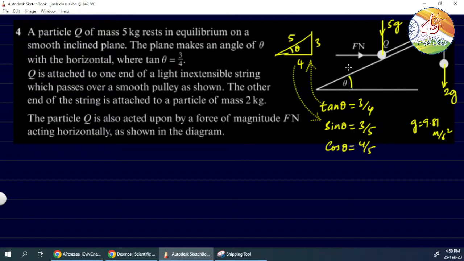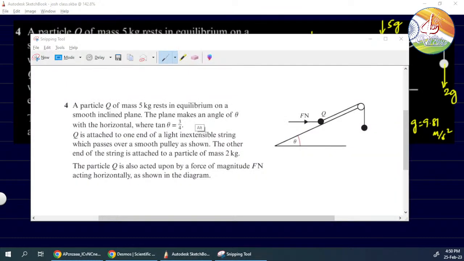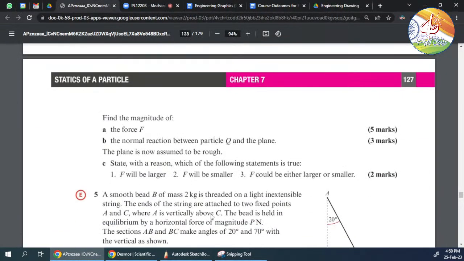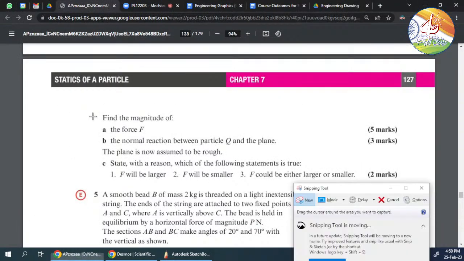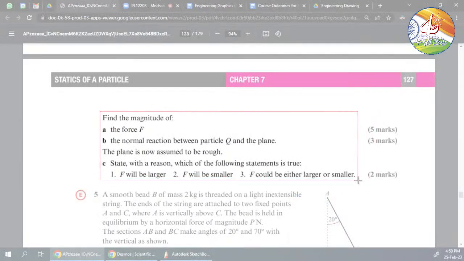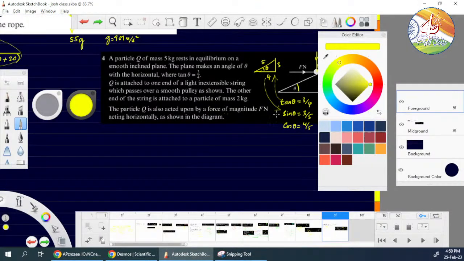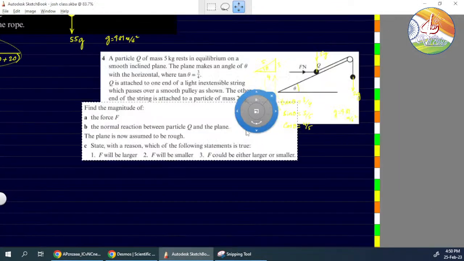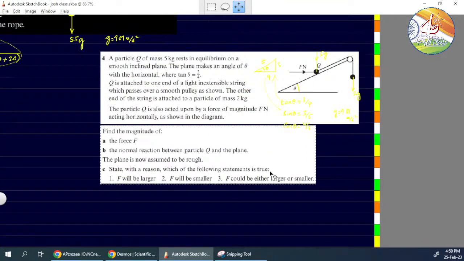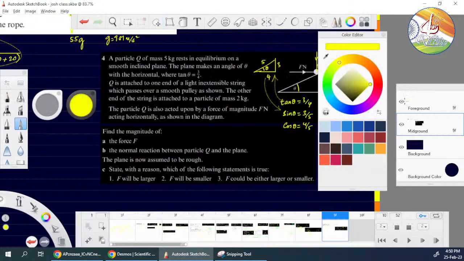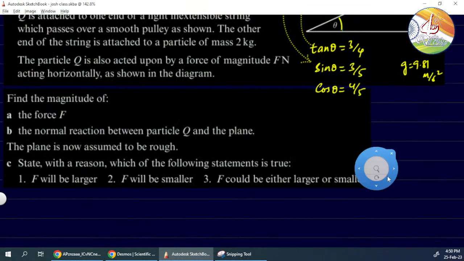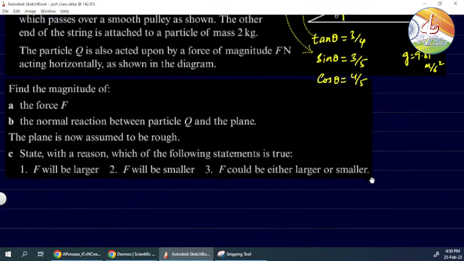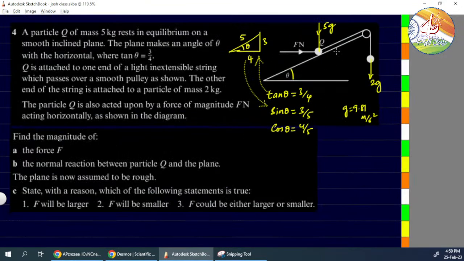What are we supposed to find? Particle Q is acted upon by force F, as shown in the figure. What is he asking to find? I think it's going on to the next page. So these all we need to find. The question is very big. So first we need to find the force F.